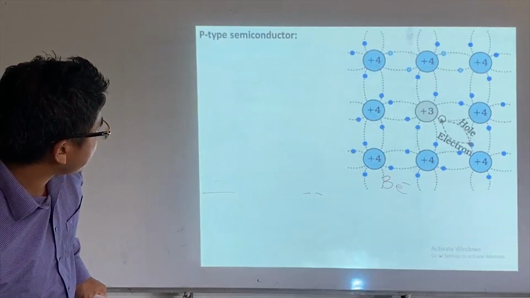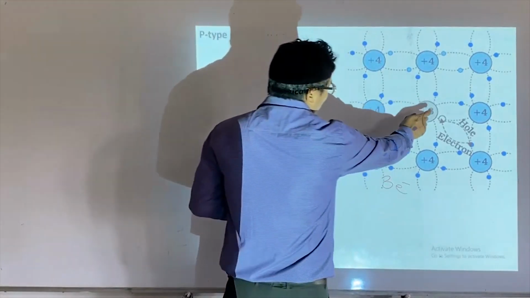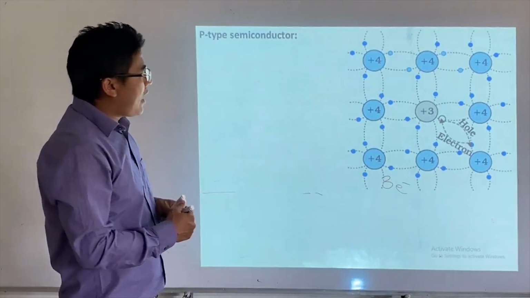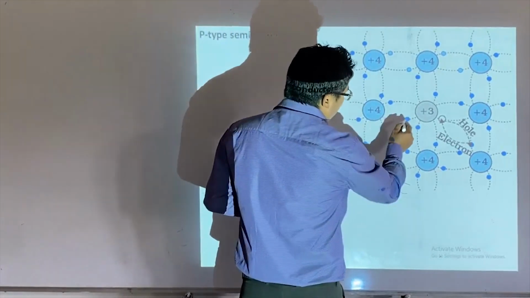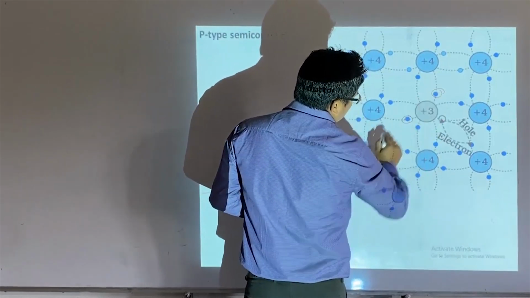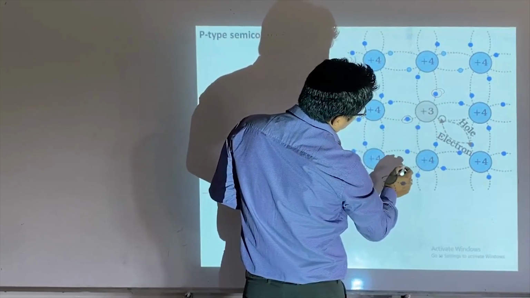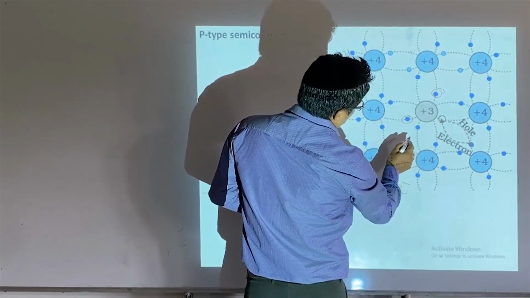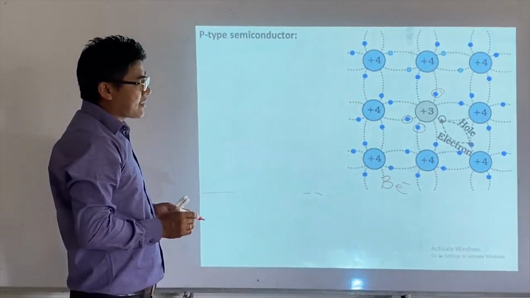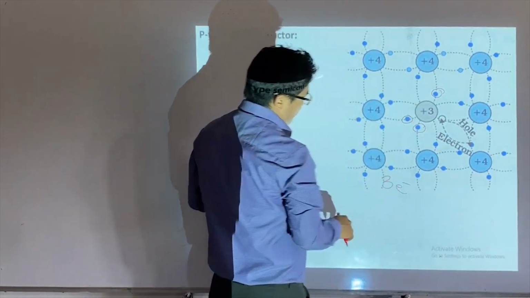So this is what it shows. This is a trivalent atom, plus 3, with 3 electrons. This is 1 electron of this, this is another electron of this, this is 1, 2, and then 3. So 3 electrons of a trivalent atom are joined with 3 neighboring silicon atoms.